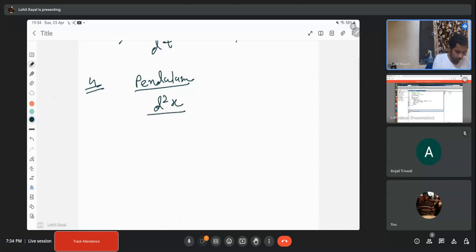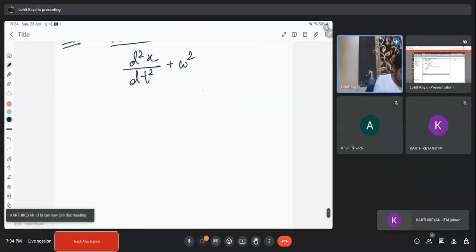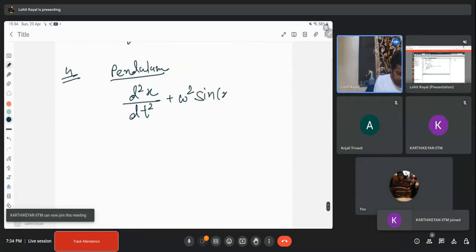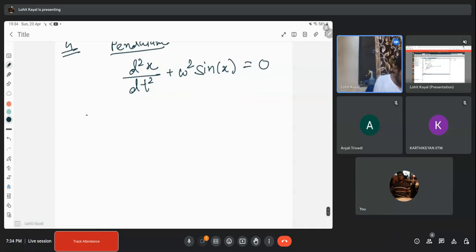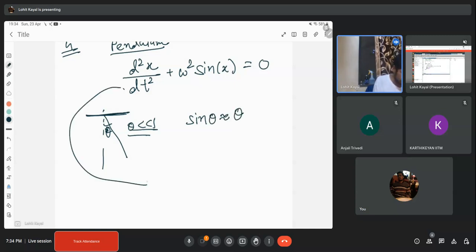Now the equation for the pendulum motion is d2x/dt square plus omega square sine of x equal to 0. This is the equation for the pendulum. In school we always assume that this angle theta, here mentioned as x, is very small. So we can assume sine theta is approximately equal to theta, which makes this problem very easy. It will become d2x/dt square plus omega square x equal to 0.